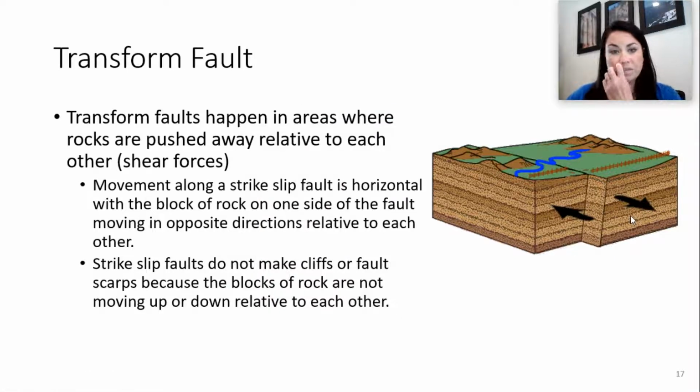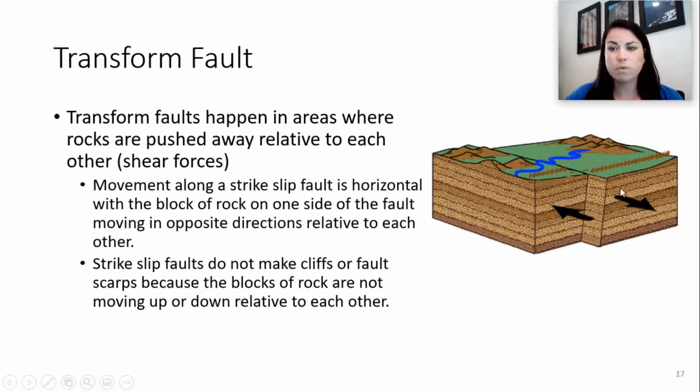Okay, last is a transform fault. Transform faults happen in areas where rocks are being pushed away relative to each other. This would be a shear force. So this would be movement along a strike slip. Again, transform or strike slip are used interchangeably here. So movement along a strike slip fault is horizontal with the block on the other side of it.